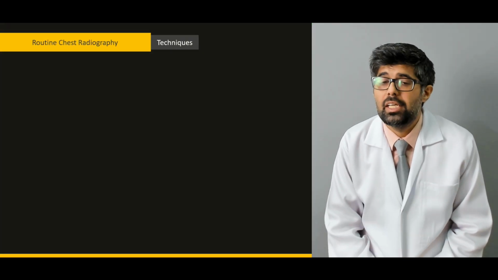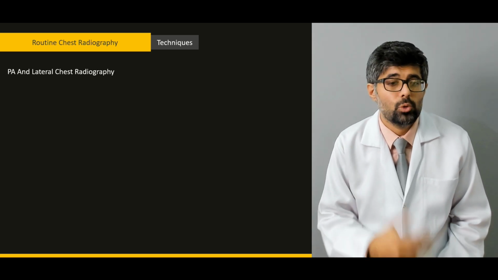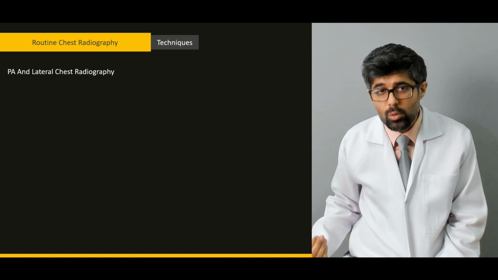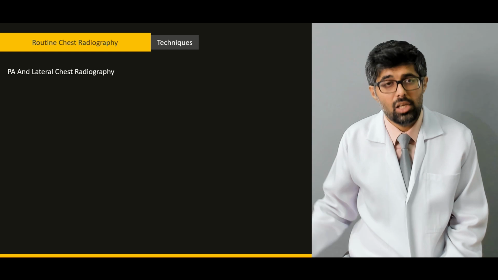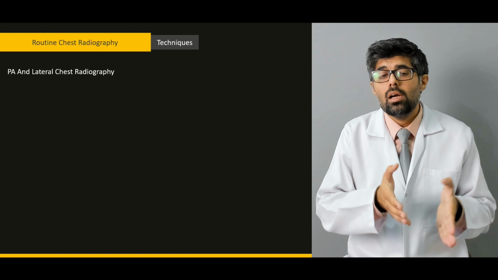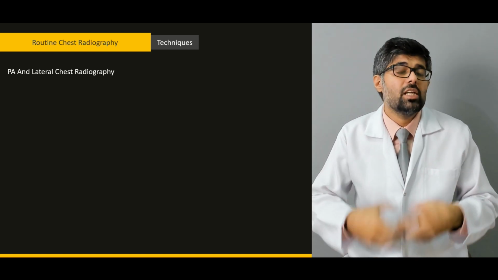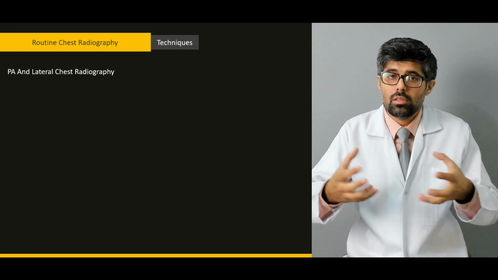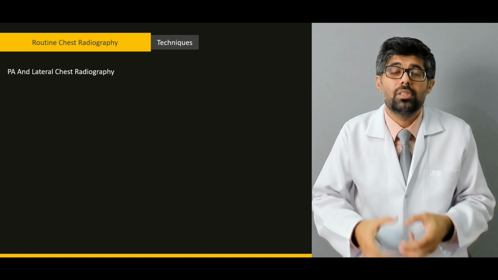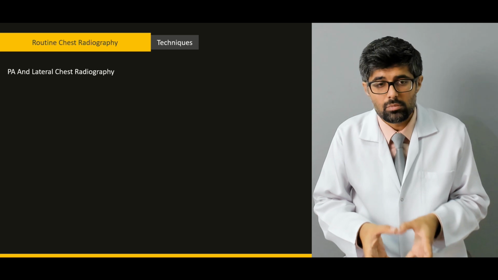Next are the techniques. Now, routine chest radiography is done via two techniques. One is the AP or PA view. The second one is the lateral view. Now, the AP and PA view is more common. Why? Because in the AP view, the heart appears larger, but in the PA view, heart appears in the normal size. So we prefer the PA view.